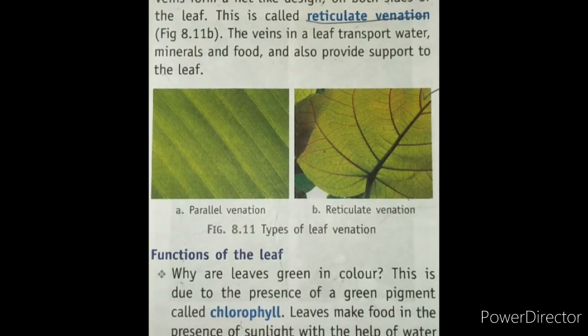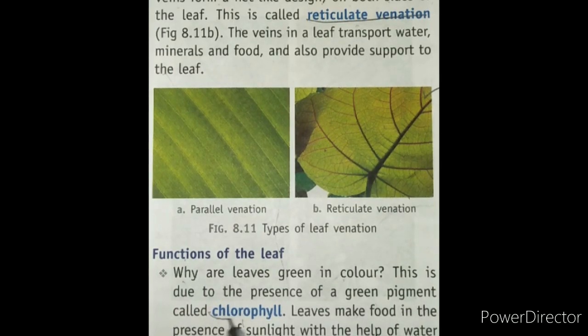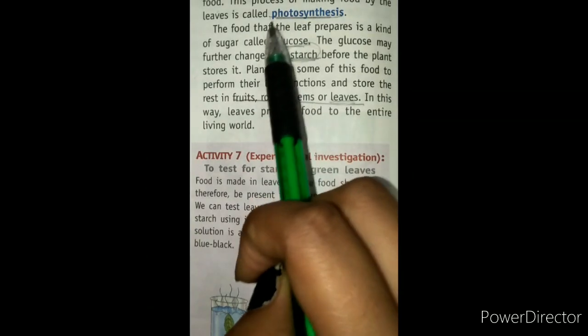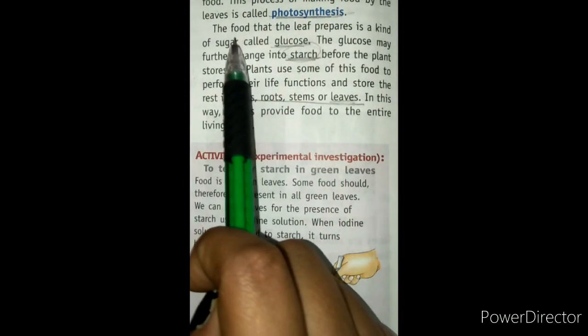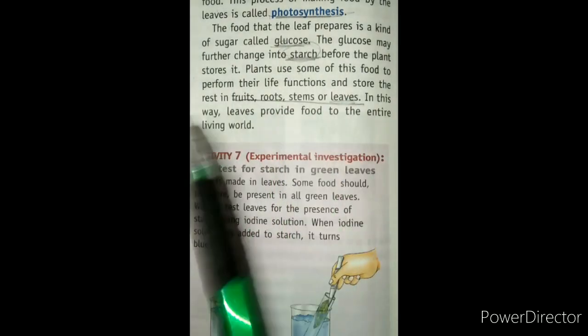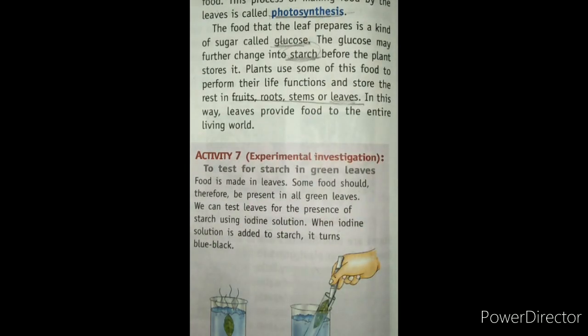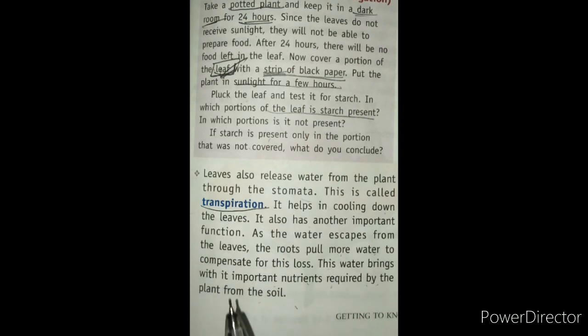Next we have the functions of the leaf. First of all, the basic function of the leaf is that they prepare food for the plant, with the help of chlorophyll. Clear? What is chlorophyll? It is a pigment that gives green color to the leaf, and this is the process by which they prepare their food. What kind of food is prepared by the leaves? That is glucose, and further the glucose changes into starch, and starch is known as extra food, right? They also help in the process of transpiration. Transpiration means a process in which water vapors are released through stomata, right?